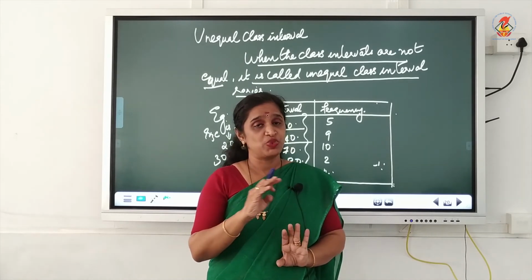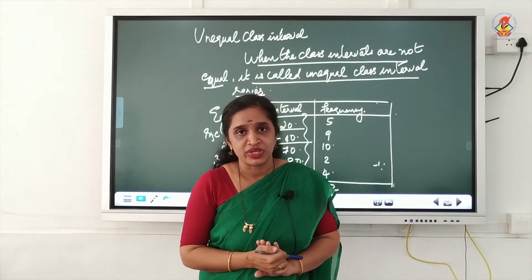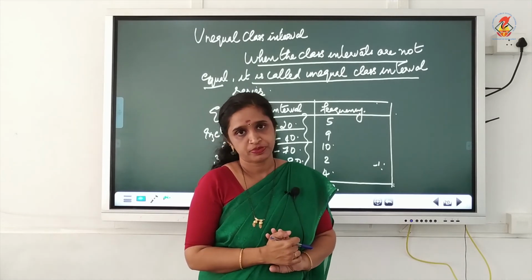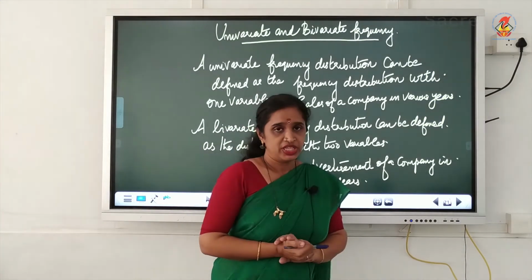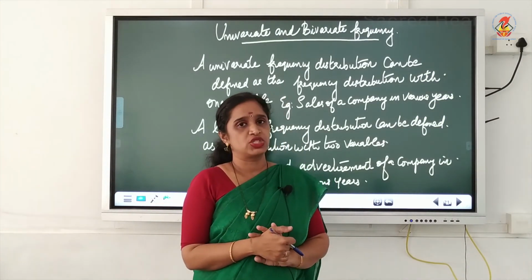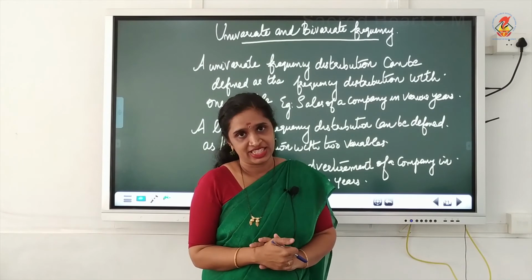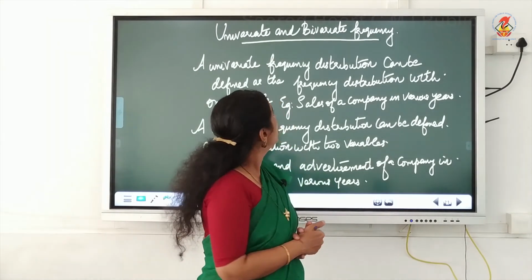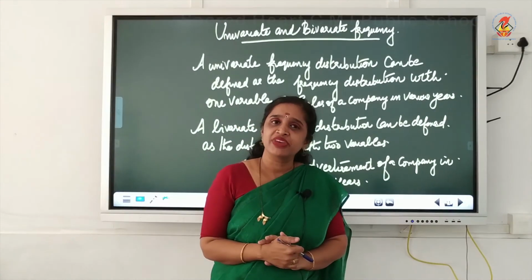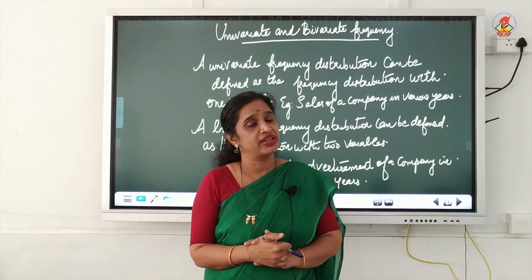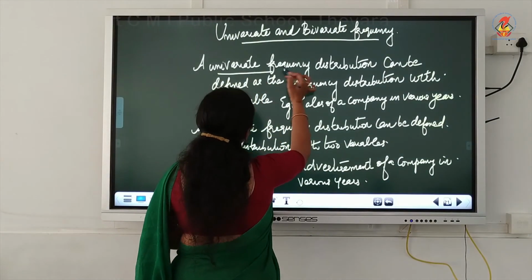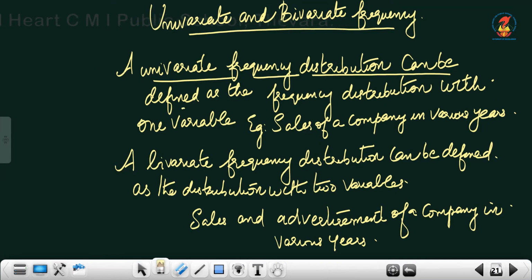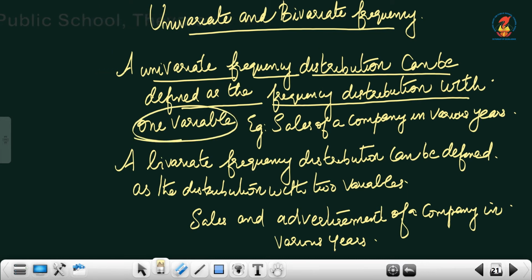So with this we have finished all kinds of frequency series in the chapter. I hope it is clear to you. Now we are going on to the last topic of this chapter, organization of data. The last topic is univariate and bivariate frequency. What is this univariate and bivariate frequency? Now, a univariate frequency distribution can be defined as the frequency distribution with one variable.